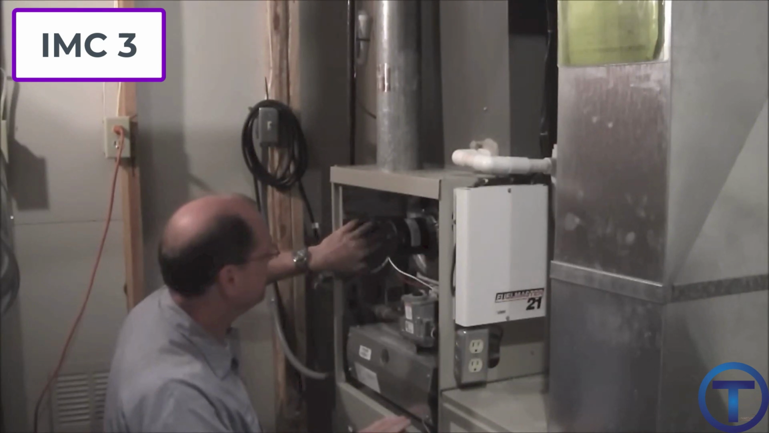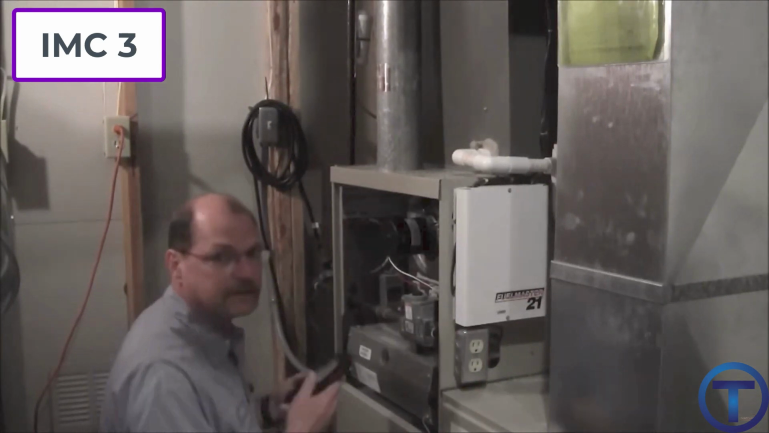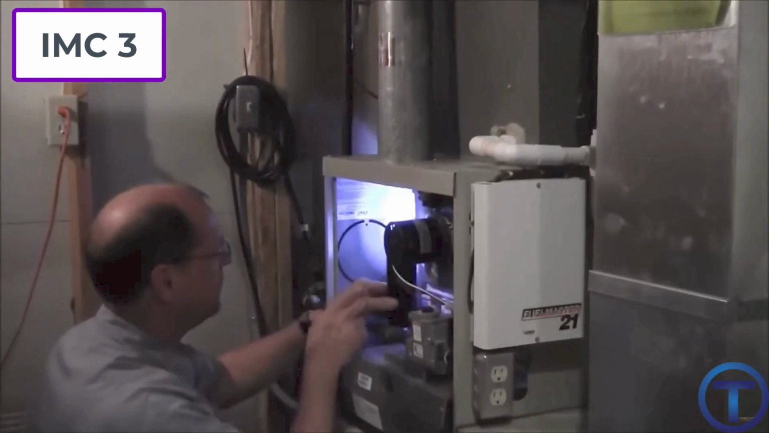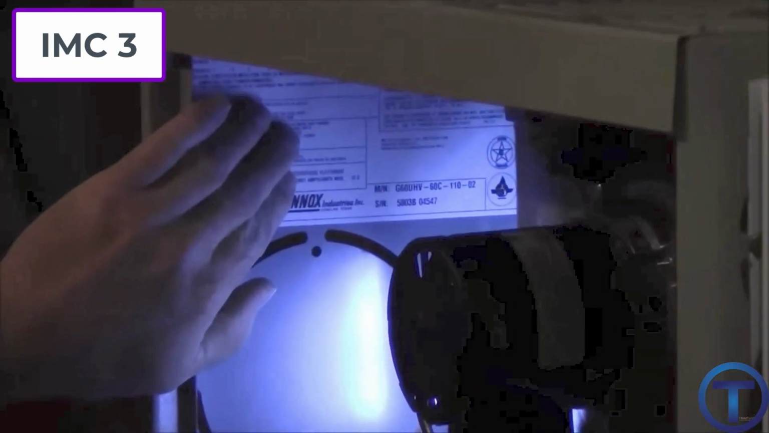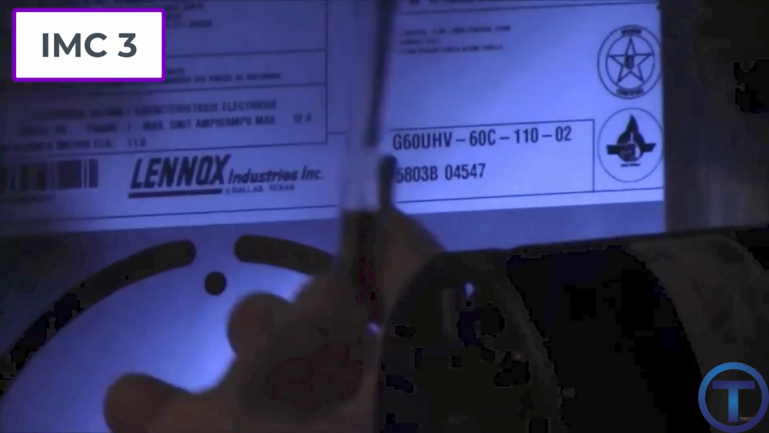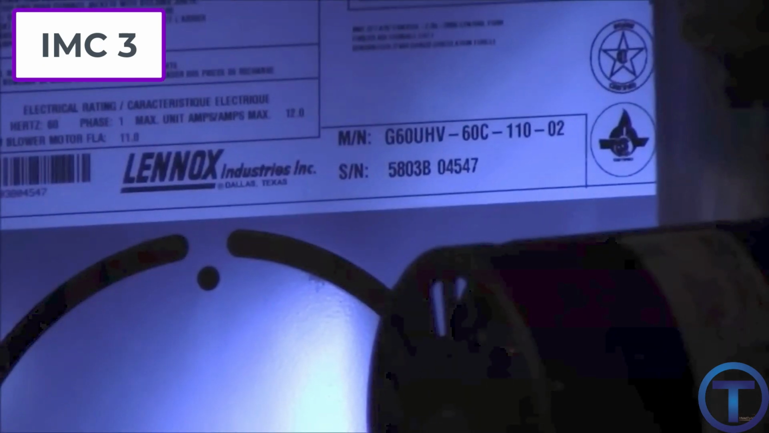In this case, we'll get our flashlight as well so we can see what we're looking at. In this case, it is on the left inside wall of the furnace. Here's our data sticker here. This data sticker contains a lot of information that the technician will use.